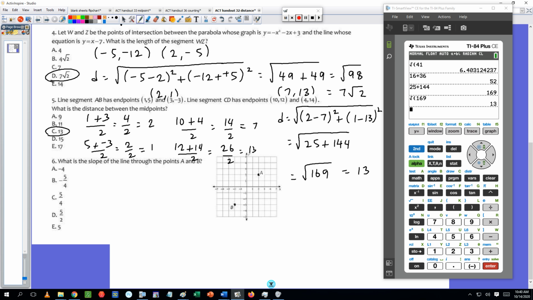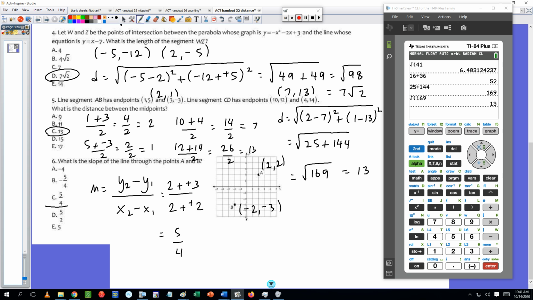What is the slope? Slope is the formula. Take your 2 y's, subtract those. That is your rise. Subtract your 2 x's. That is your run. This is the same as the earlier problem. 2, 2, -2, -3. Subtract your y's. 2 take away -3. Subtract your x's. 2 take away -2. That's a +5. That's a +4. Your slope is 5/4, and that is C.